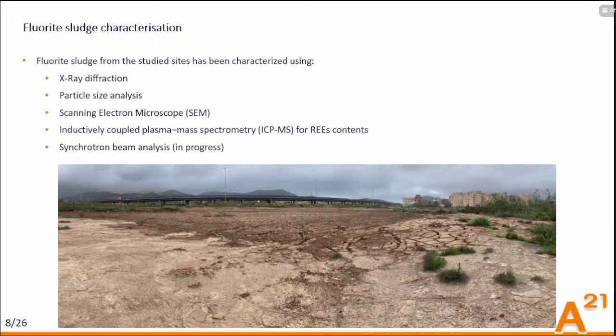Among the characterizations that we have done, we have used several methods. We have used X-ray diffraction for the mineralogy. We made the analysis of the particle size. We made the analysis with the scanning electron microscope to see some of the phases. For the rare earth element content, we have used ICP-MS. And also a couple of weeks ago, we performed the synchrotron beam analysis.